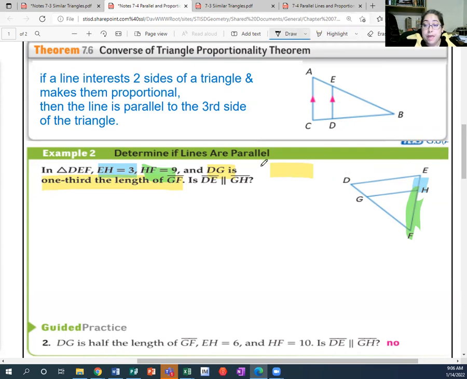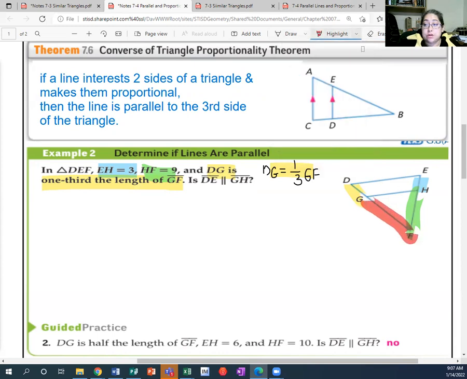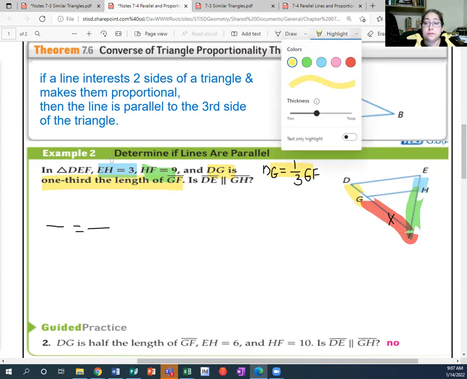Okay, let's write that as a little equation. DG is 1/3 GF. Okay, here's DG. GF is what I don't know. All right. I know that the blue and green are in a fraction together and the yellow and red are in a fraction together. So I'm going to go ahead and set up my fractions over here, and I'm going to get some color going so we can see what's going on.